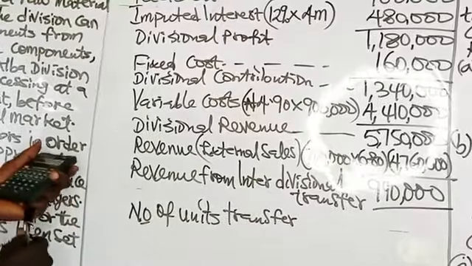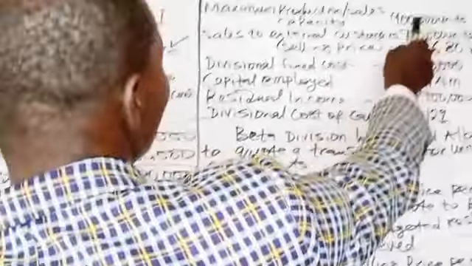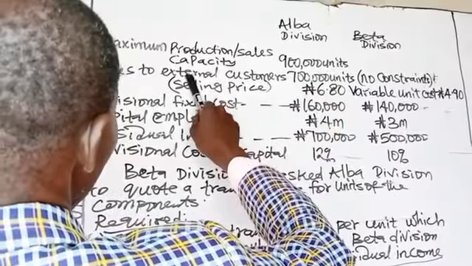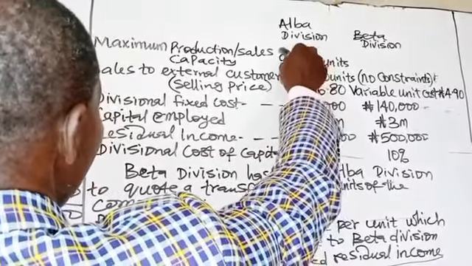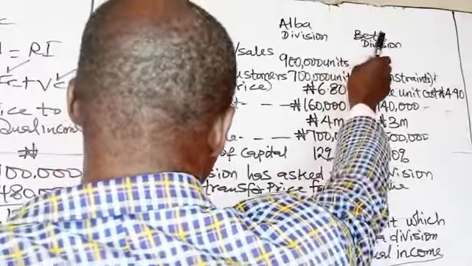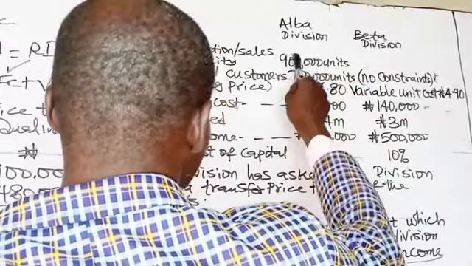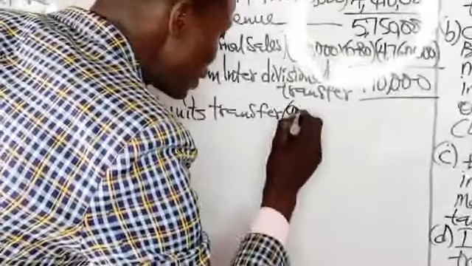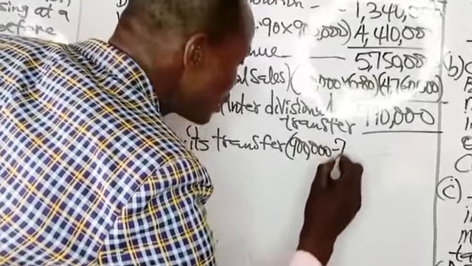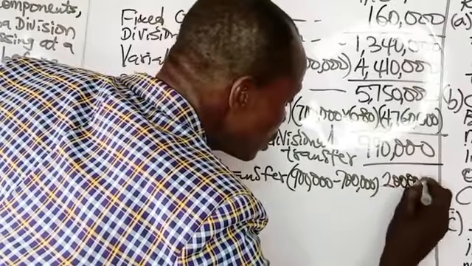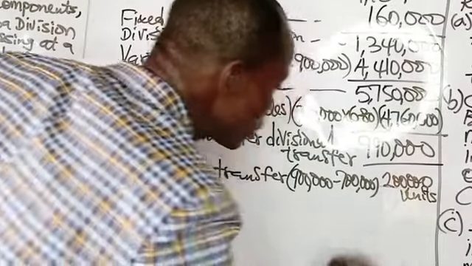Remember, 900,000 units were produced, out of which 700,000 units were sold to external customers. Then you'll be left with 200,000 units available for sales to the beta division. So 200,000, the difference between 900,000 and 700,000. So number of units transferred now, which is 900,000 minus 700,000, you'll be left with 200,000 units.